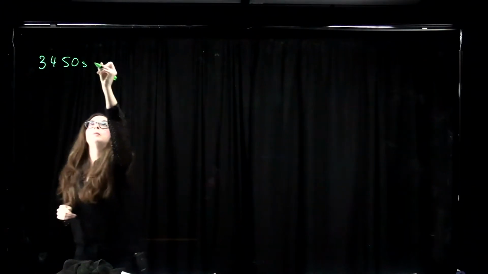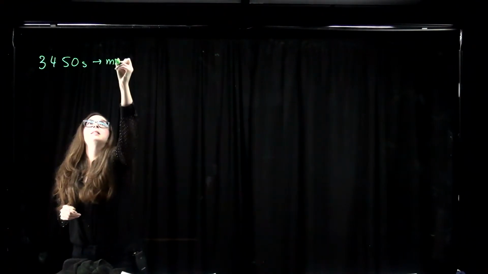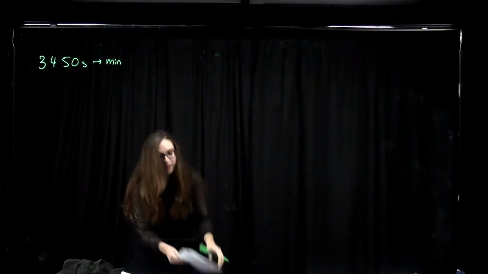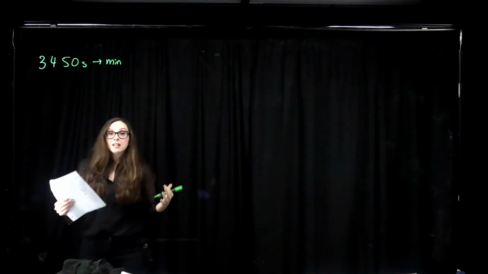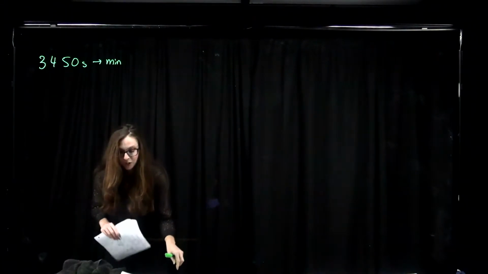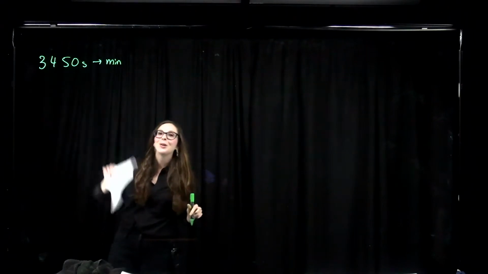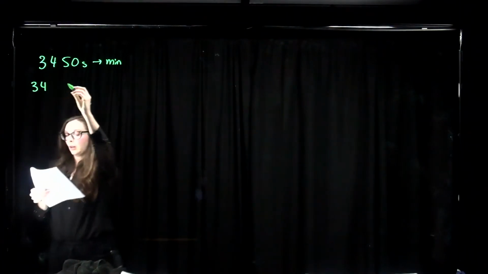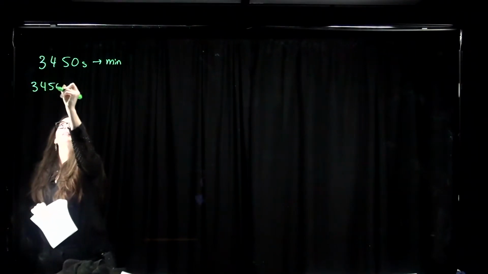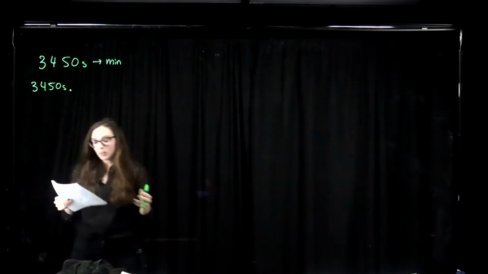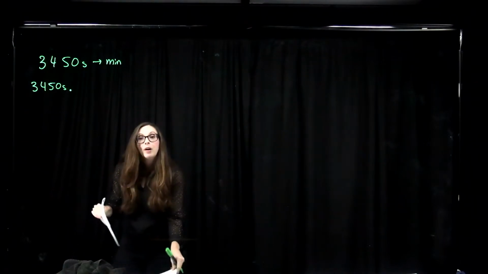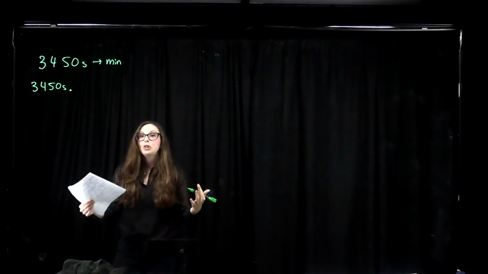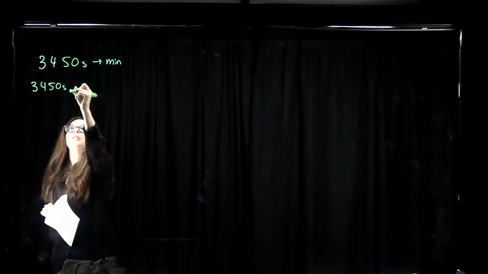3,450 seconds into minutes. Okay, so whenever we perform a unit conversion, of course we start with the quantity that we want to convert. So we've got our 3,450 seconds, and then we multiply it by our conversion factor. You have to choose an appropriate conversion factor.